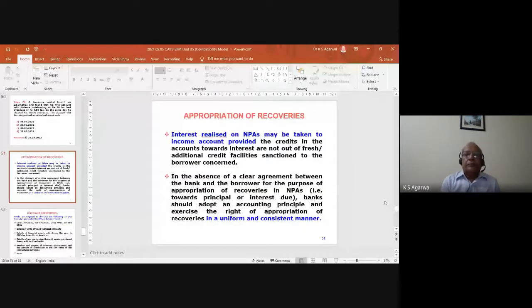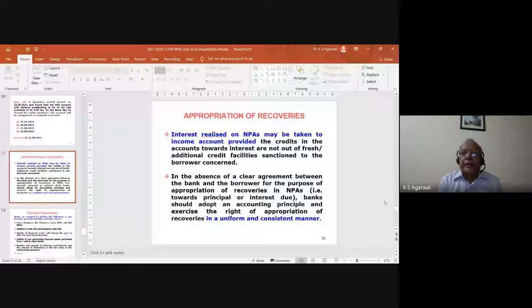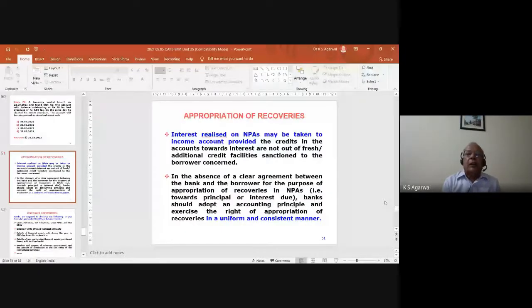Appropriation of recoveries. Interest realized on NPAs may be taken to income account, provided the credits in the account towards interest are not out of fresh credit facilities. If he has deposited money from his own sources, and there is some interest recovery, then this recovery can be taken to interest income.